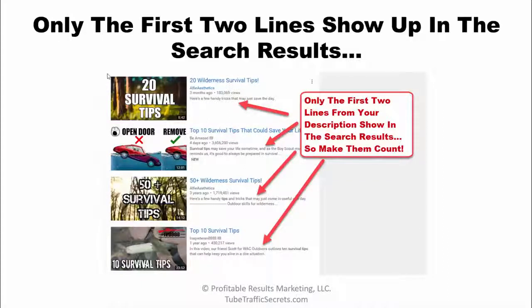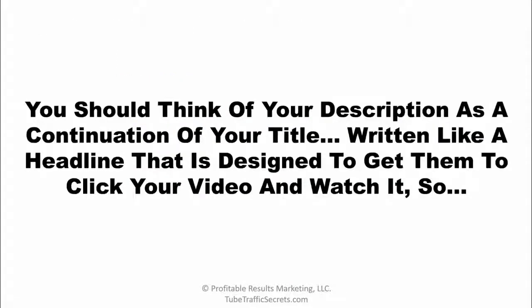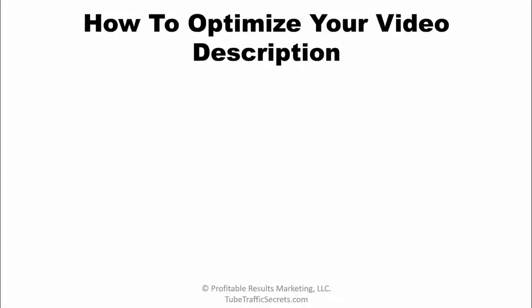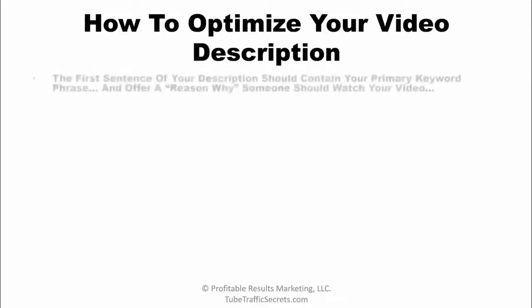So you only have those 2 lines to convince someone to click. Now, obviously, you still have the thumbnail and the title, but we're talking about the description right now. So you should think of your description as a continuation of your title, written like a headline that is designed to get them to click your video and watch the video. So here's how to optimize your video description.